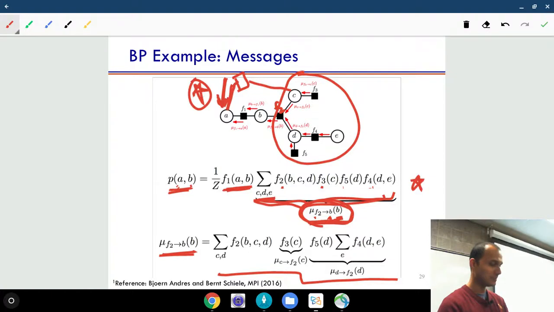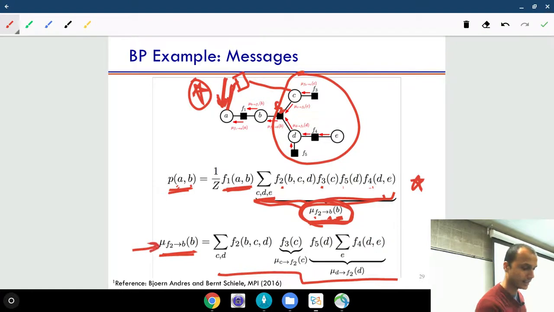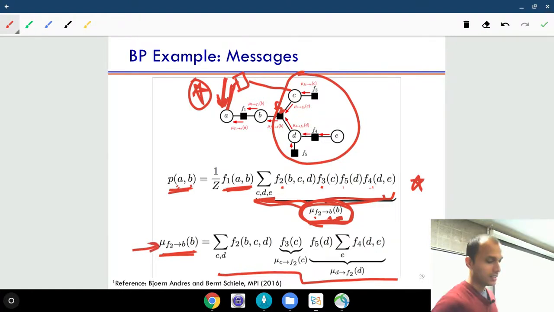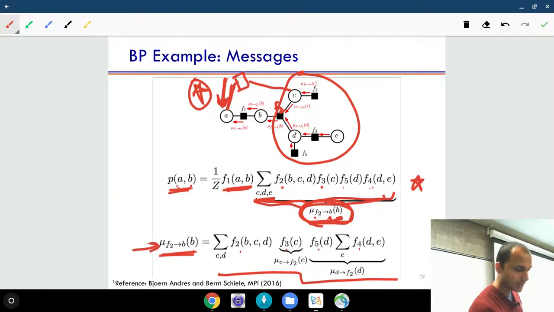Now I'm dissecting the message that was sent to B, the one on the left-hand side here. It's a function of 4 factors: f2, f3, f5, and f4. We can send the summation over E all the way to the end. Okay, it will evaluate to something, right?